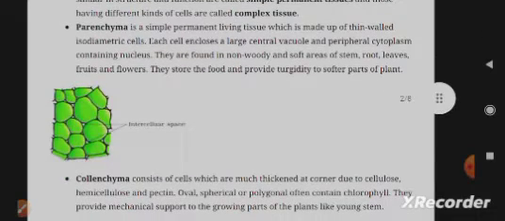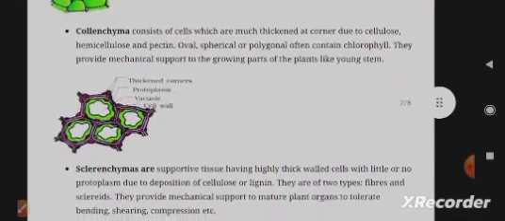Parenchyma is a simple permanent tissue, a living tissue which is made up of thin-walled isodiametric cells. Each cell encloses a large central vacuole and peripheral cytoplasm containing the nucleus. They are found in non-woody and soft areas of stem, root, leaves, fruits, and flowers. They store food and provide turgidity to softer parts of the plant.